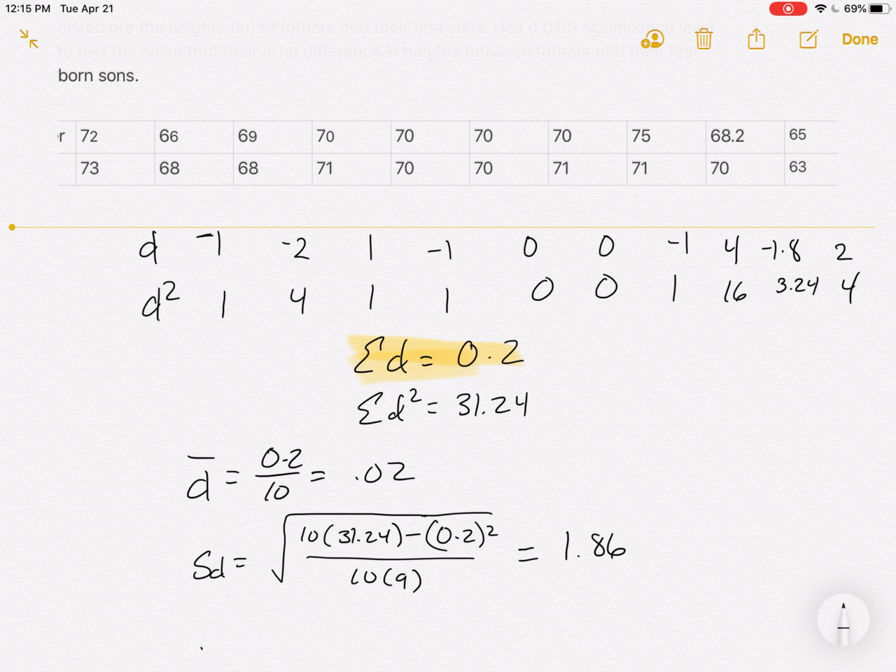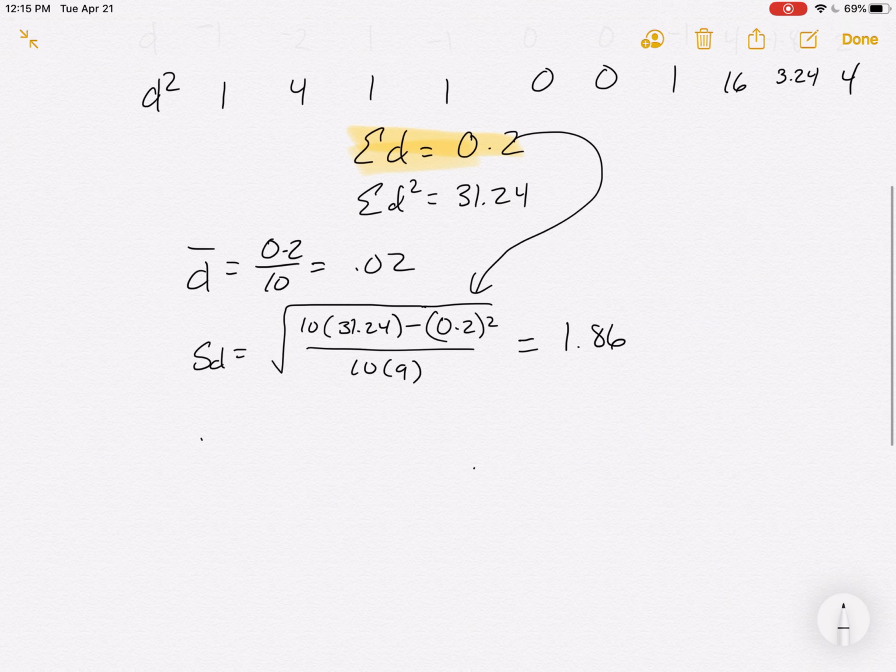Standard deviation, I just plug in the numbers that are there. The sum of the d squareds was 31.24. Multiply that by 10. Subtract away the sum of the d's squared. Be careful, don't put d bar in here. Make sure you put the sum of the d's. That's what goes in here, not d bar. I've seen it happen to people and it hurts them.